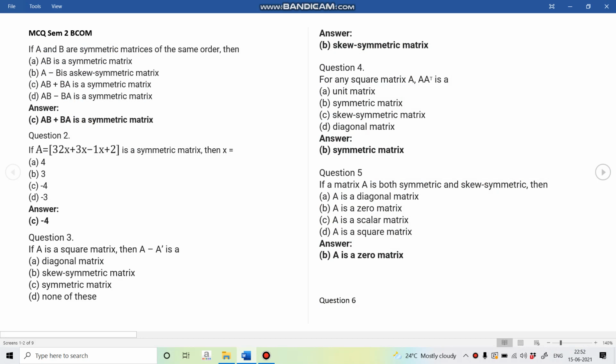Question number 2. If A is equal to the matrix with entries 3, 2x, plus 3x minus 1, x plus 2 is a symmetric matrix, then x is equal to, so the answer is minus 4.